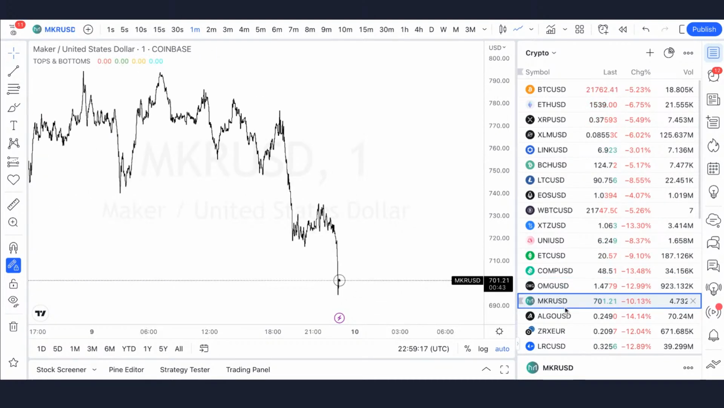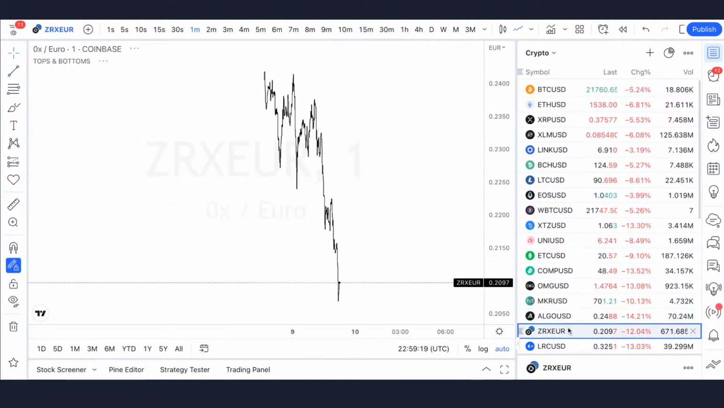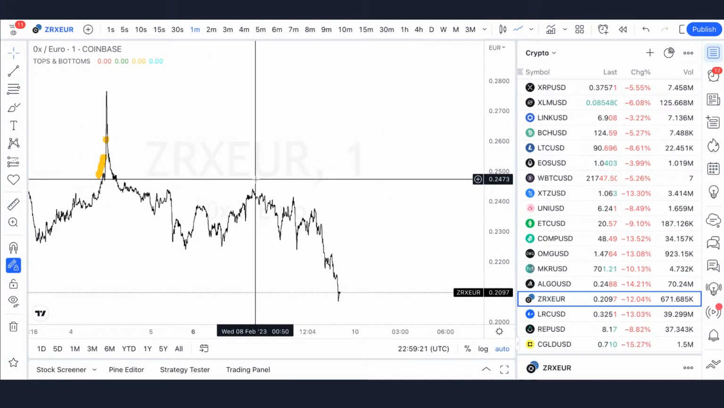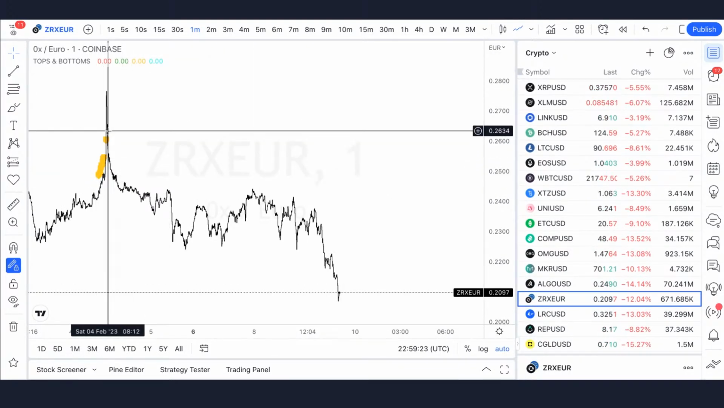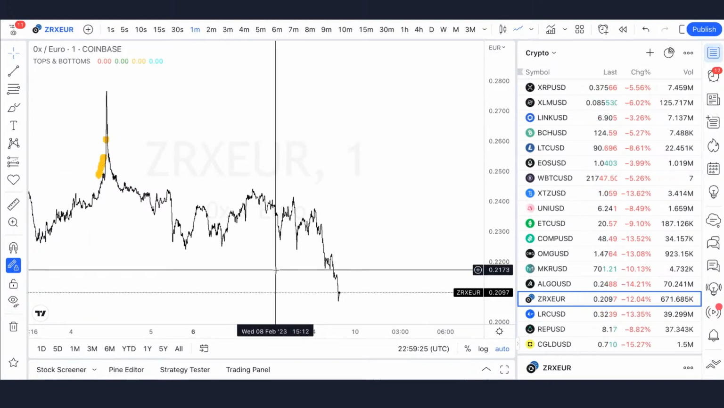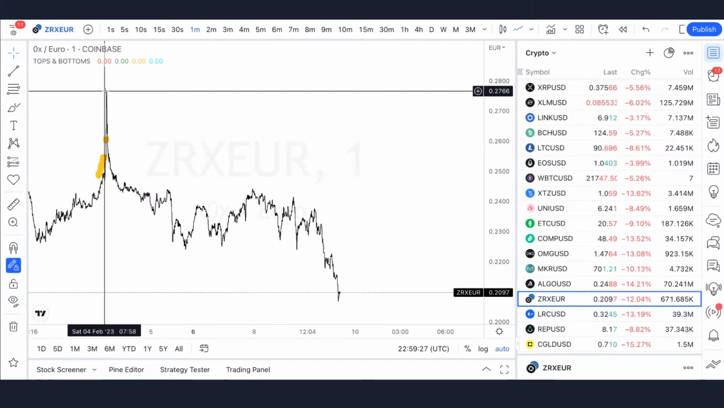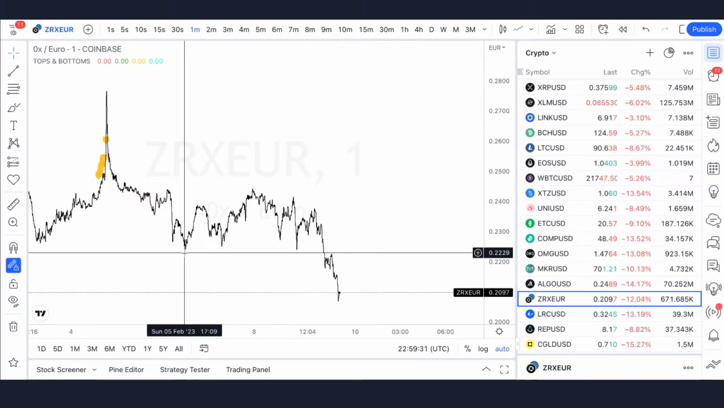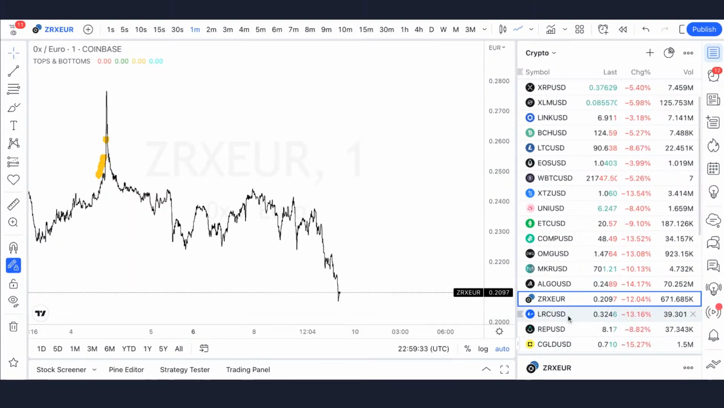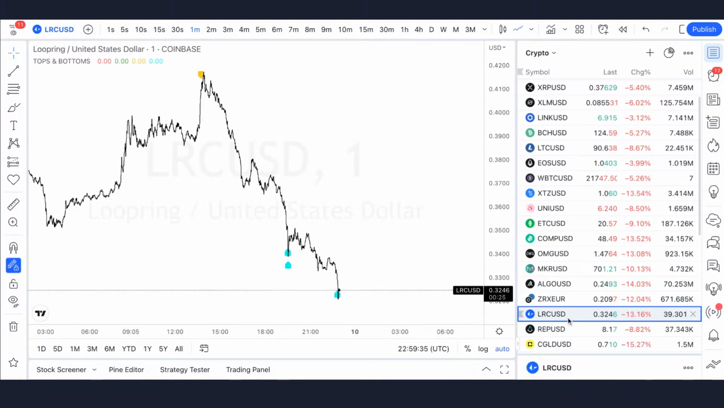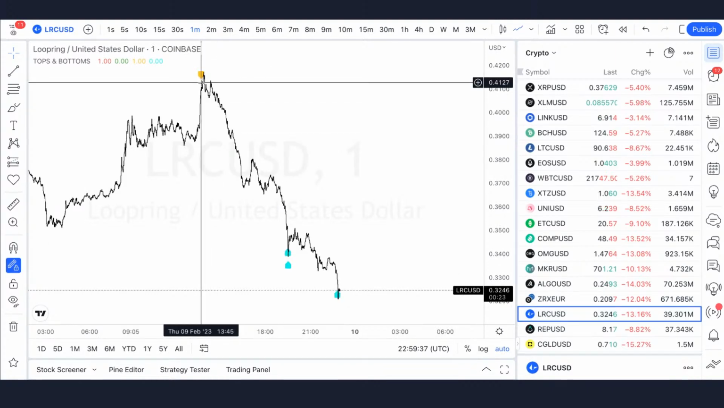Certainly getting the bottoms here, getting marked out. Very nice. NoX, fantastic sell-off picked out there, essentially near the market top. Didn't get the absolute market top, but that's absolutely fine. Loopring, what an entry that was, right at the market top for today.